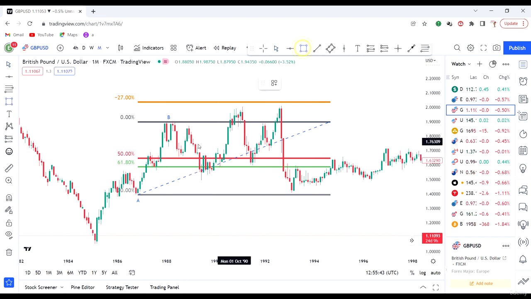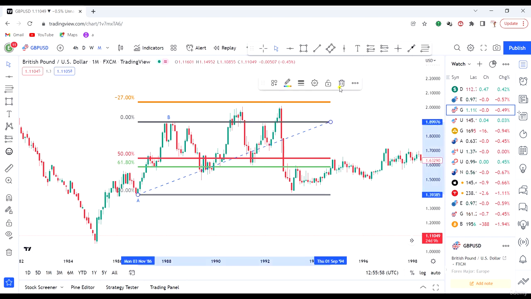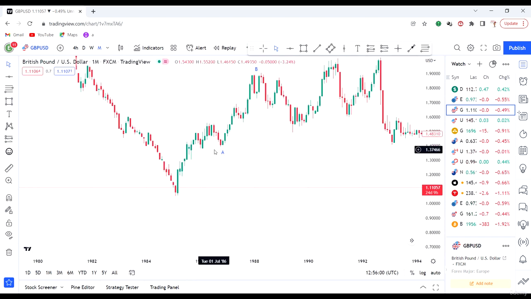The market came to these levels. Look at what happened here. Just like magic. The market came to this level, tested these levels, and then continued rallying up. So that's the mystery behind the Fibonacci tool. That's how it works.